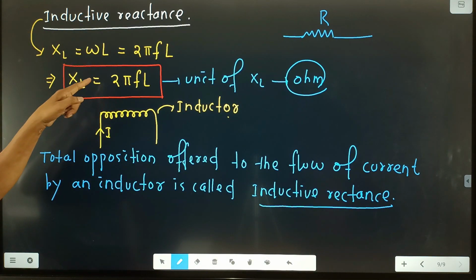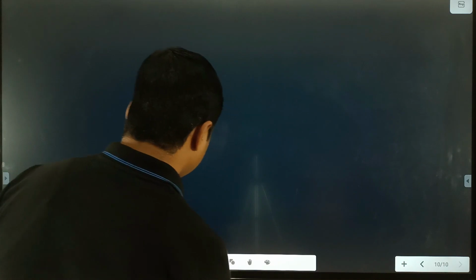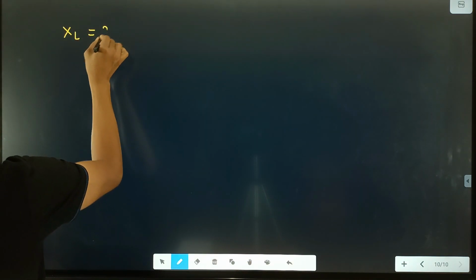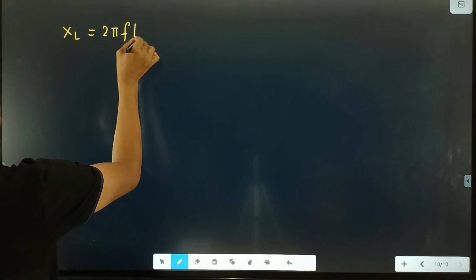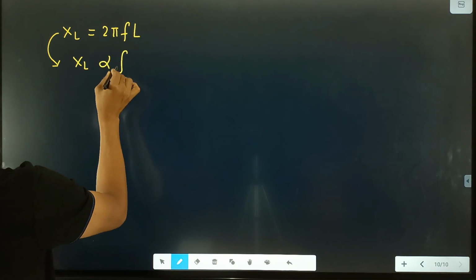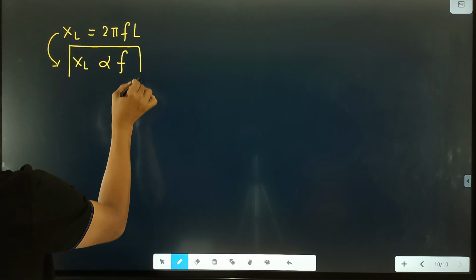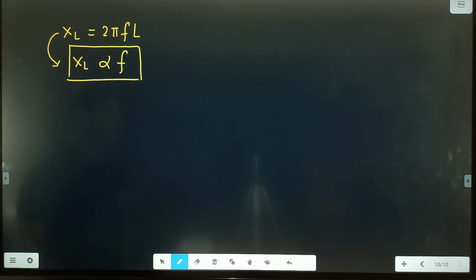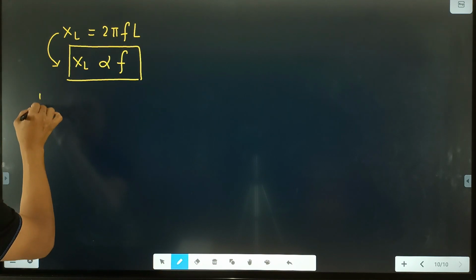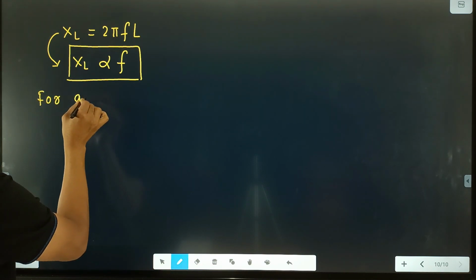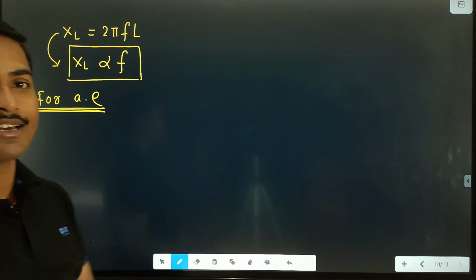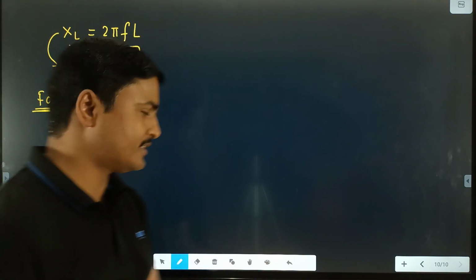And from this equation, XL is equal to twice pi F multiplied by L, so XL is directly proportional to F. F is the frequency. First, for alternating current, frequency is that.